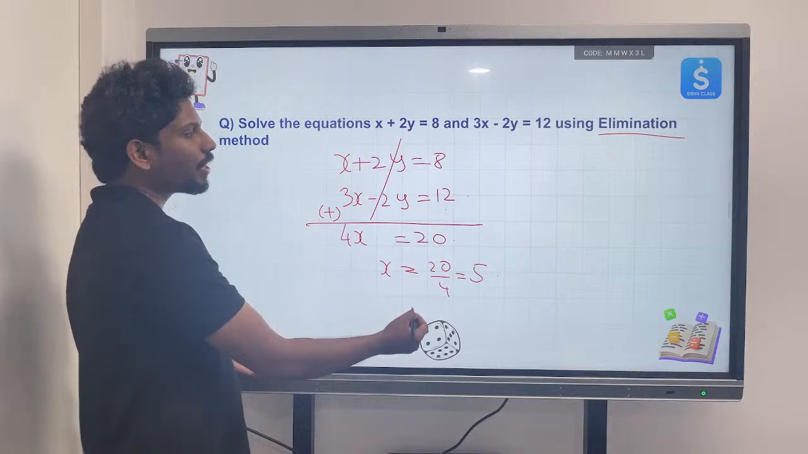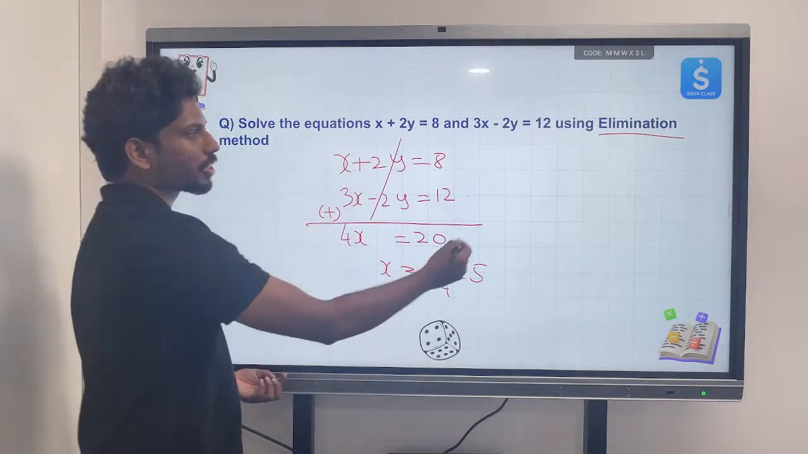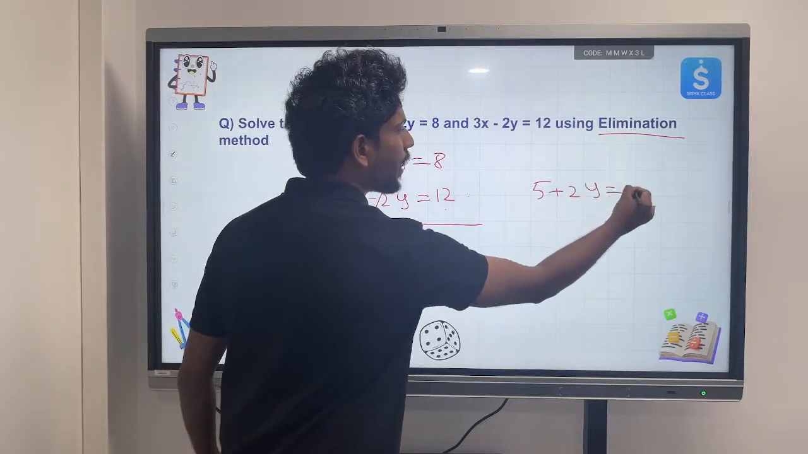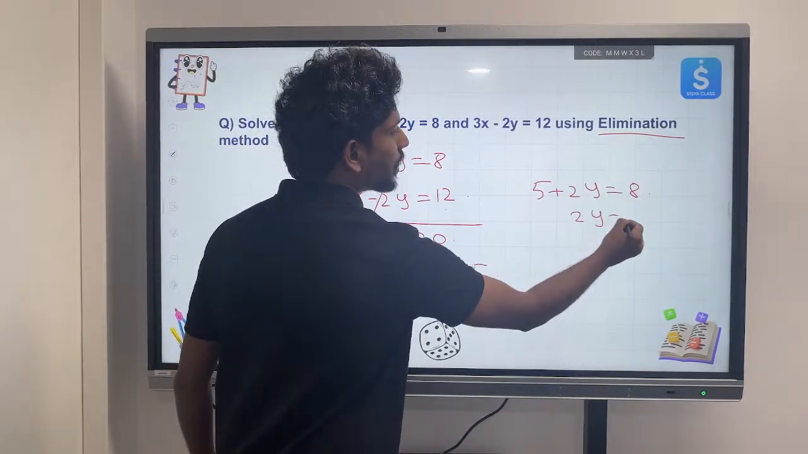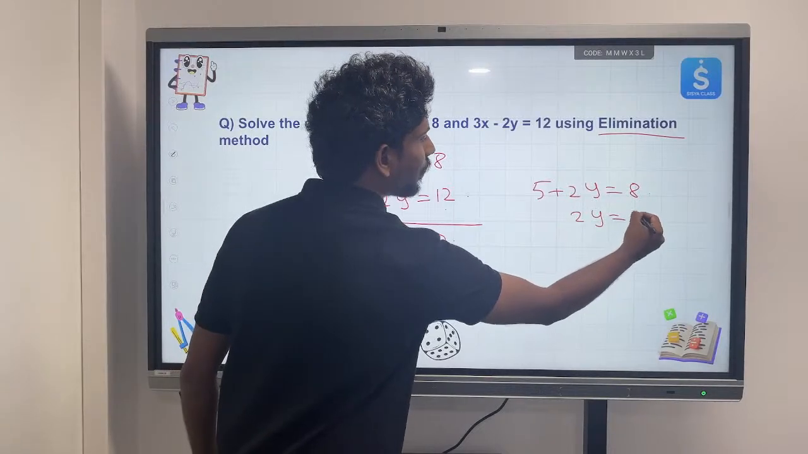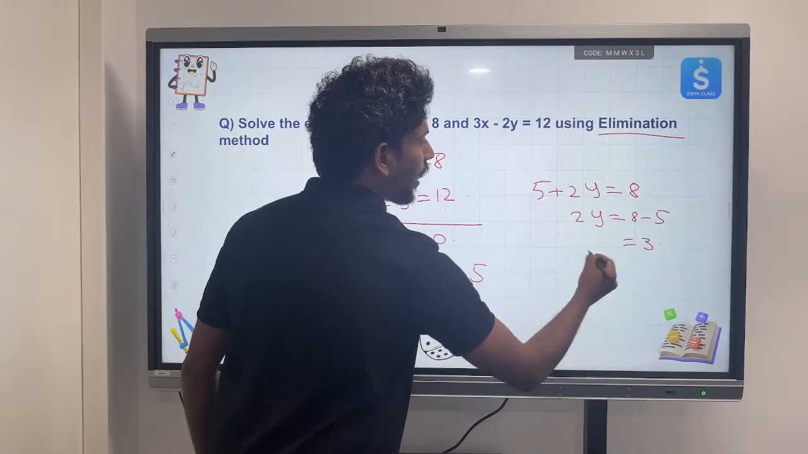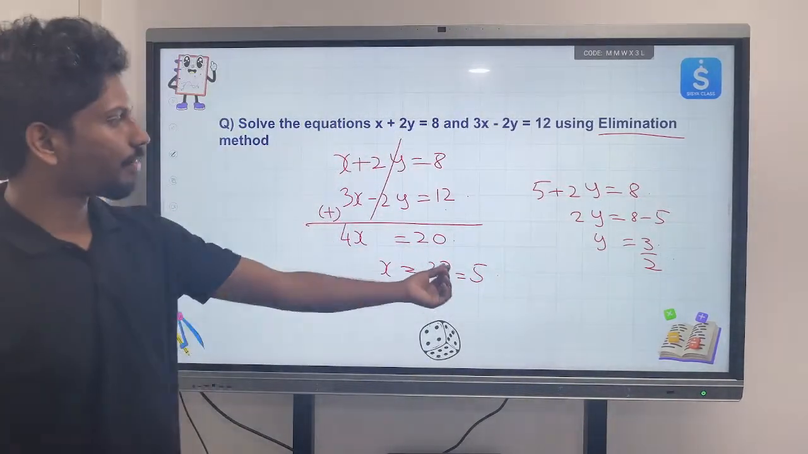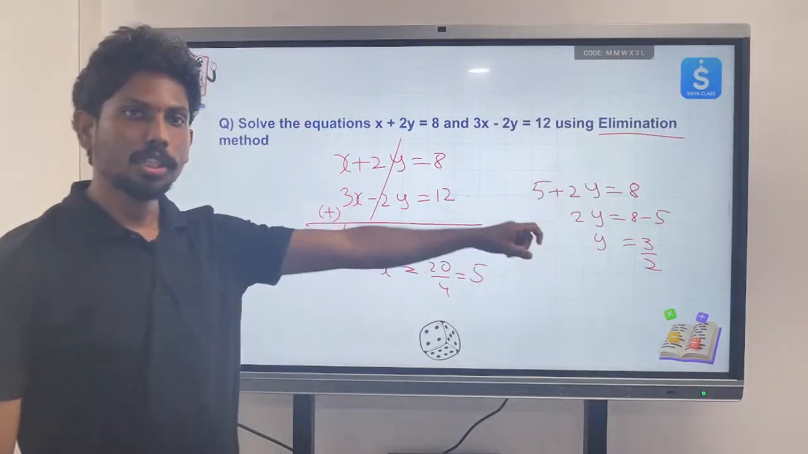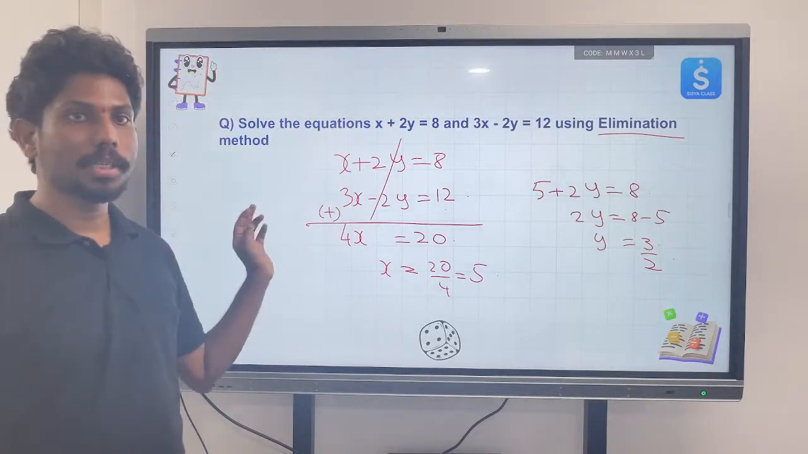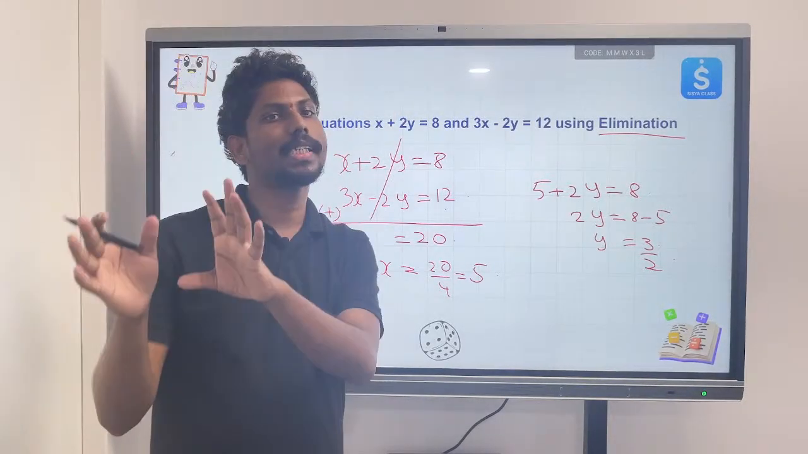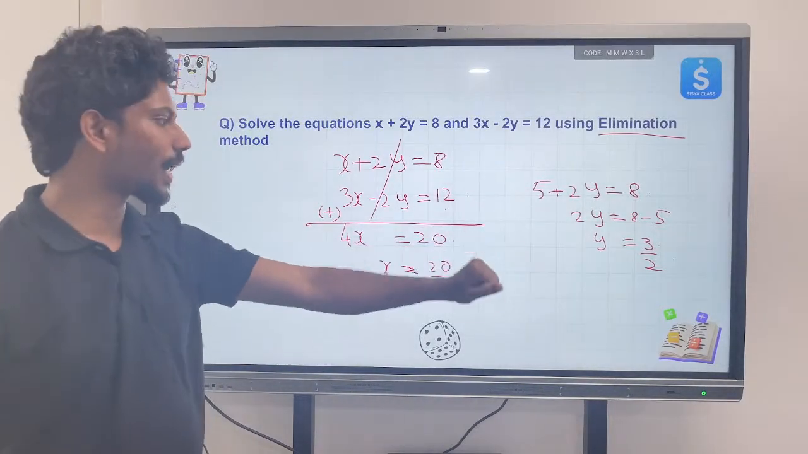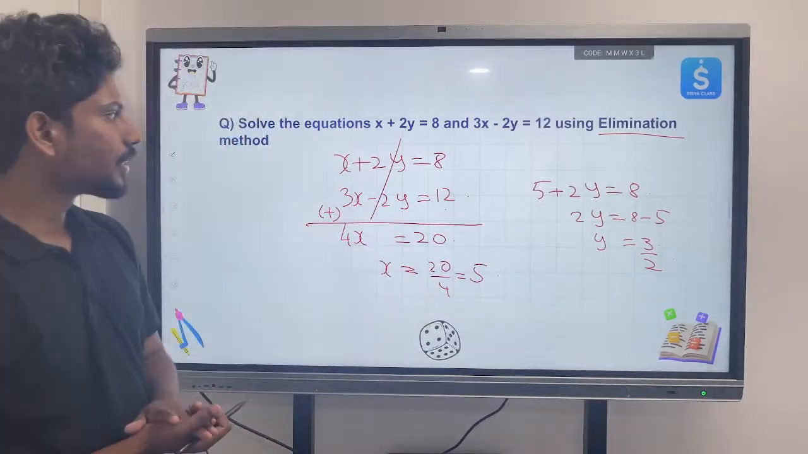Once you get the value of x, substitute it in any one of the equations. So I'm substituting in the first equation. 5 plus 2y equals 8, so 2y equals, what is 8 minus 5? That is 3, and the value of y is 3 by 2. So I got the value of x to be 5 and the value of y to be 3 by 2. So the elimination method is a little easier than substitution, and it consumes less time and gives very quick answers, right? So this is how the elimination method works.